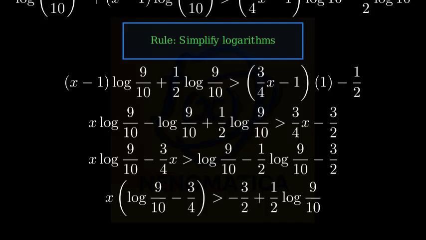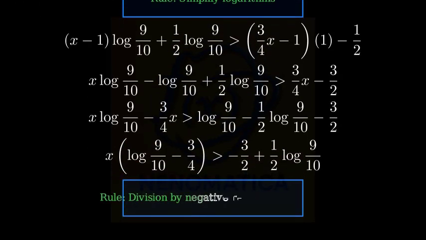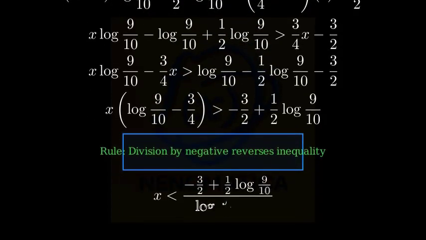To isolate x, we need to divide both sides by the coefficient of x. However, since log of 9 over 10 is negative, and we can verify that log of 9 over 10 minus 3/4 is also negative, dividing by a negative number reverses the inequality sign. Therefore, our final solution is x is less than negative 3/2 plus 1/2 times log of 9 over 10, all divided by log of 9 over 10 minus 3/4. This gives us the solution set for our exponential inequality.